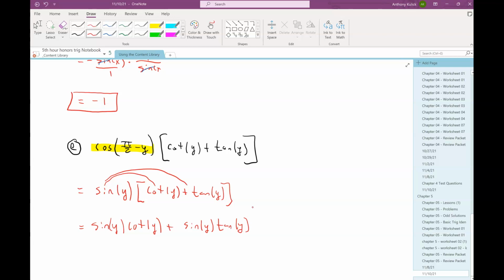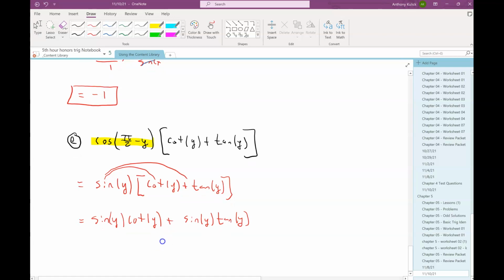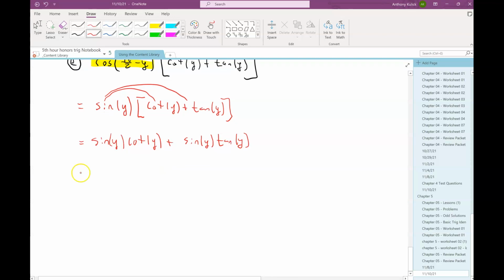Everybody so far so good? So the only algebraic thing I might be able to do would be to pull out that greatest common factor of sine. But in doing that, I'm just back to where I started. So why would I do that? So I think it's identity time here.